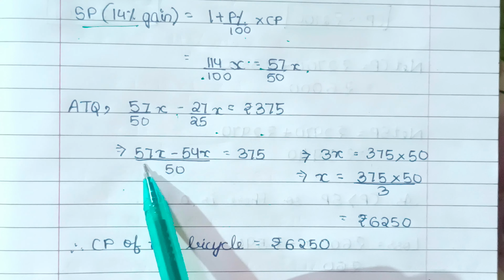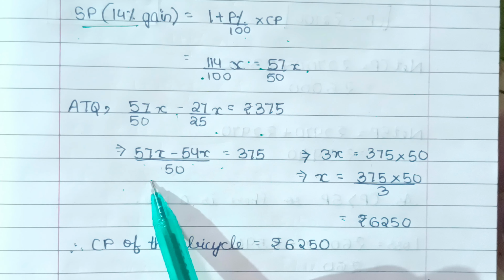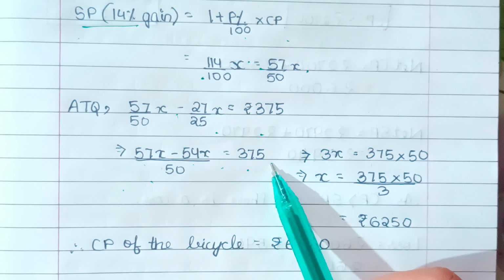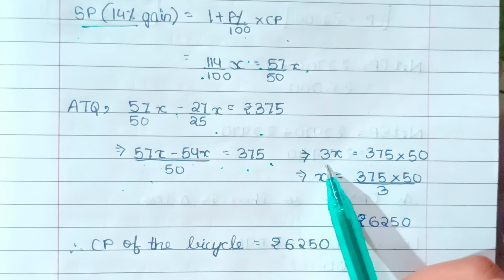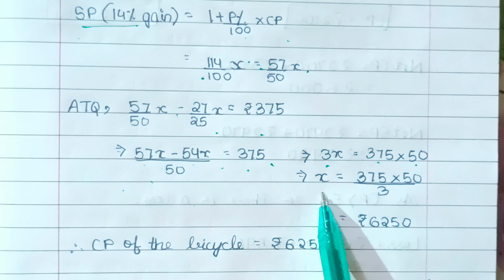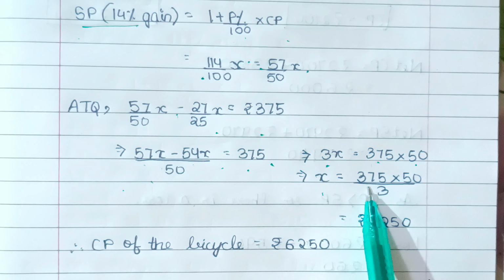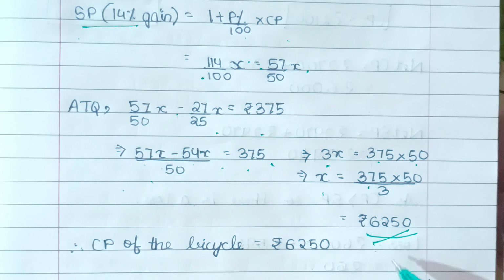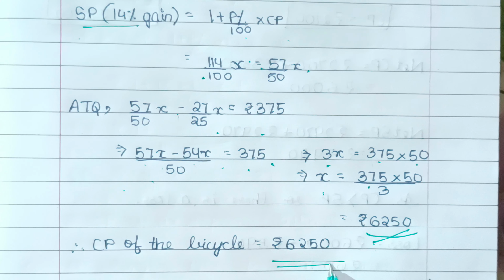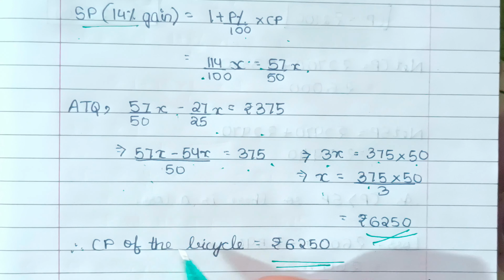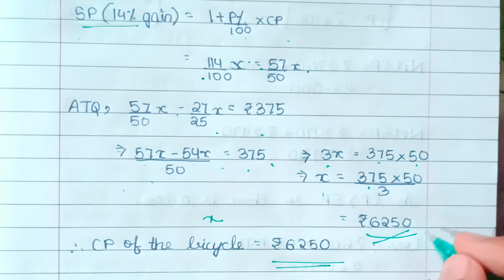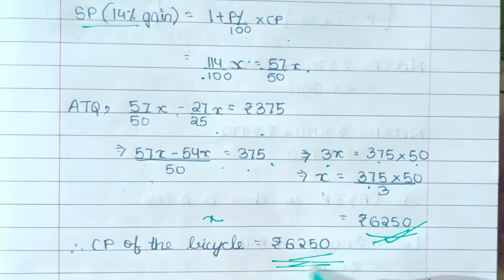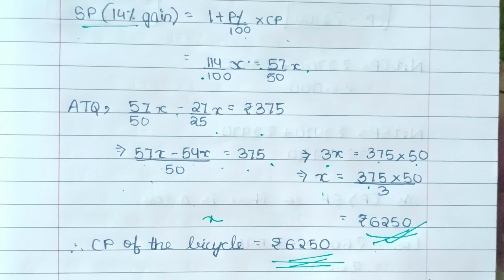So 57x minus 54x by 50 is equal to rupees 375. 3x is equal to 375 into 50 and x is equal to 375 into 50 by 3. That is rupees 6,250. So now we can find that the CP of the bicycle is 6250, as we had taken the CP as x. As the value of x is 6250, so the CP becomes 6250.